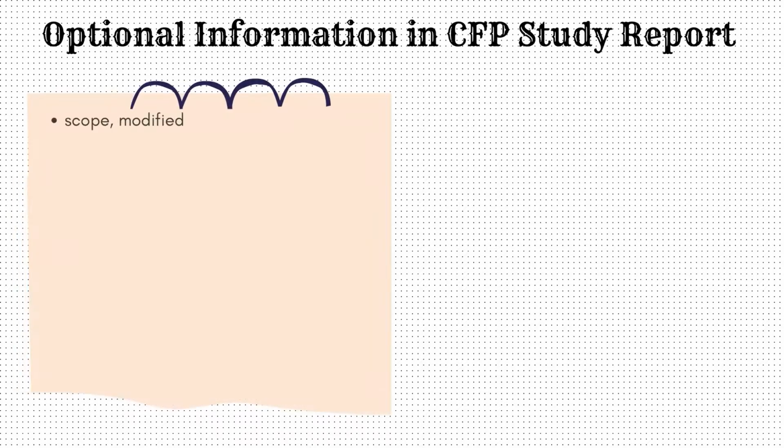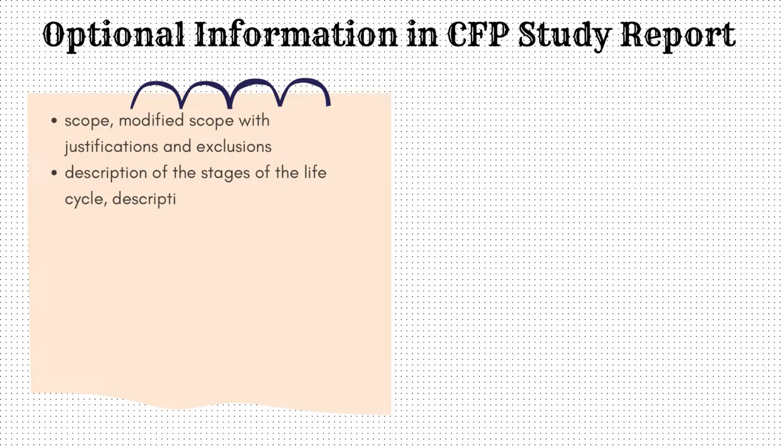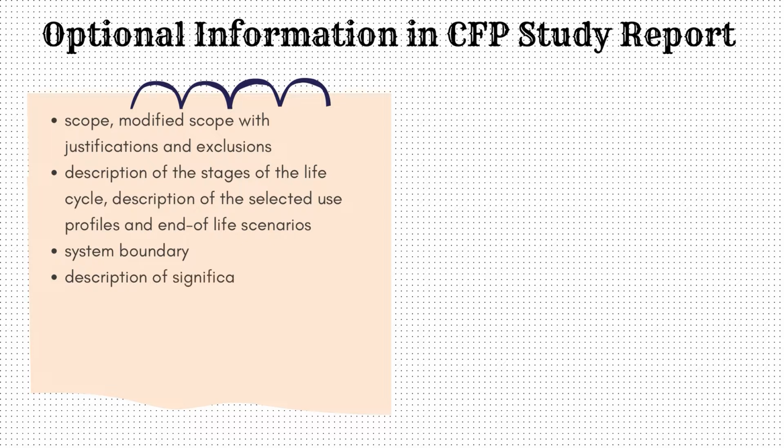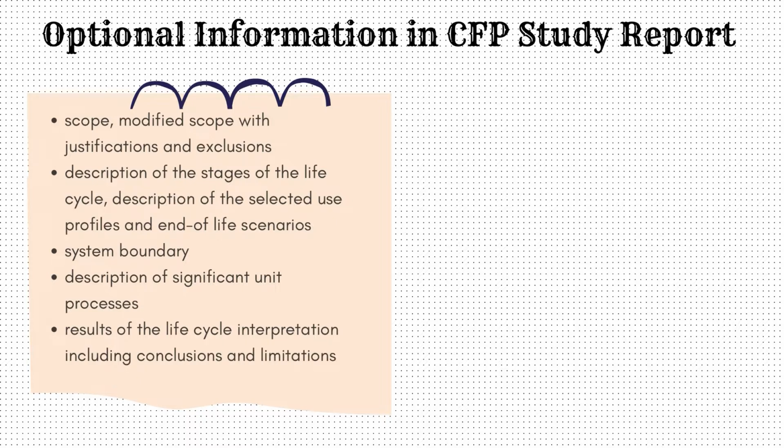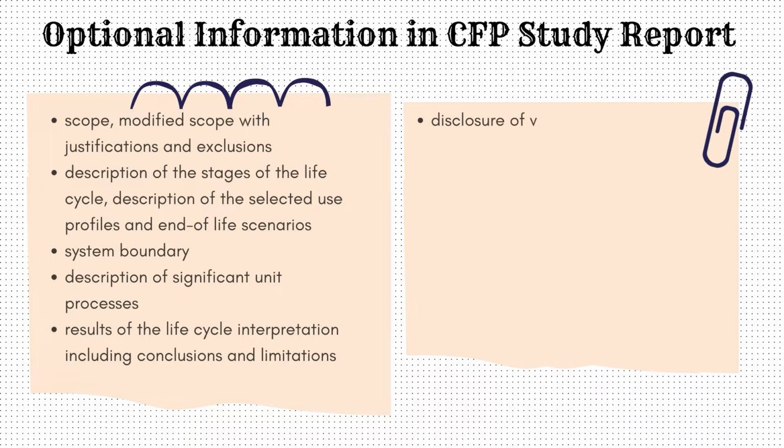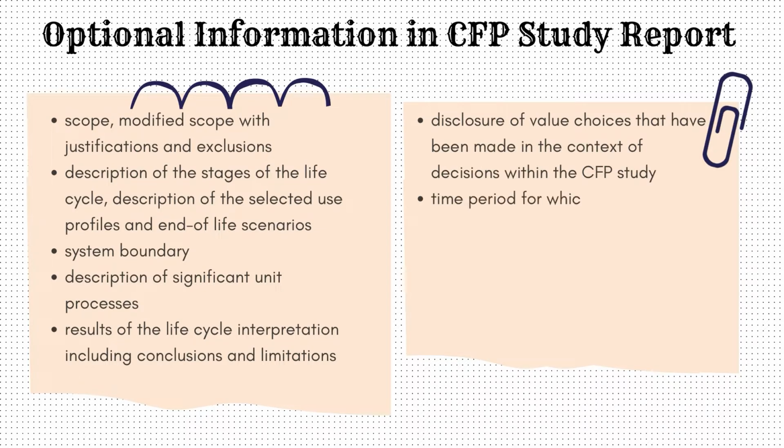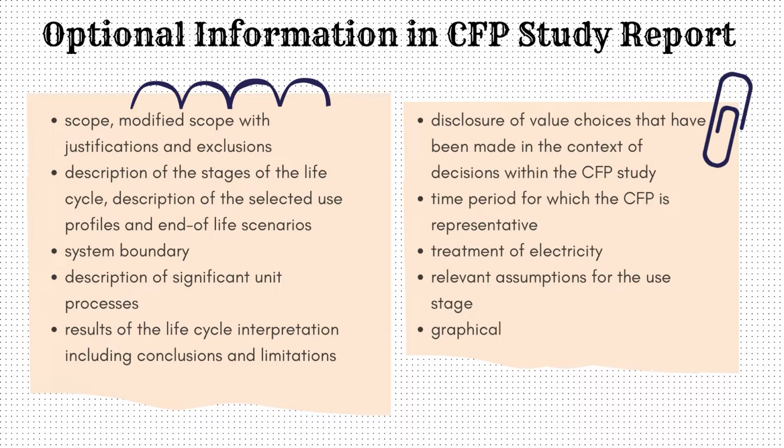Next, for the optional information in the CFP study report, there are 10 types of information. The information includes scope, modified scope with justification and exclusion, description of the stages of the life cycle, description of the selected use profiles and end-of-life scenarios, system boundary, description of significant unit processes, results of the life cycle interpretation including conclusions and limitations, disclosure of value choices that have been made in the context of decisions within the CFP study, time period for which the CFP is representative, treatment of electricity, relevant assumptions for the use stage, and lastly, graphical presentation of results of the CFP study.